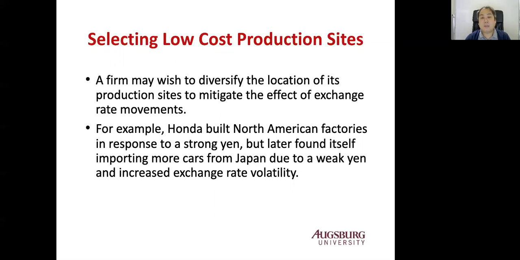So Japanese yen becomes weaker. Then they produce more in Japan. So they have factories in Japan and in the United States, and they change the amount of cars that they produce based on the exchange rate. Possibly good, right?